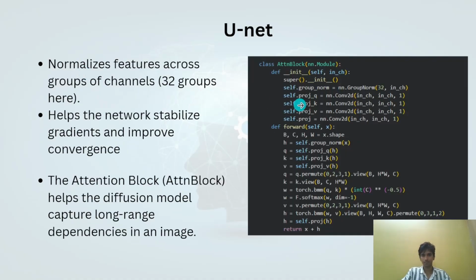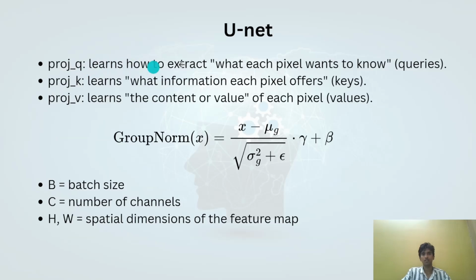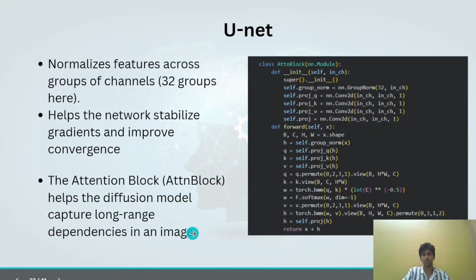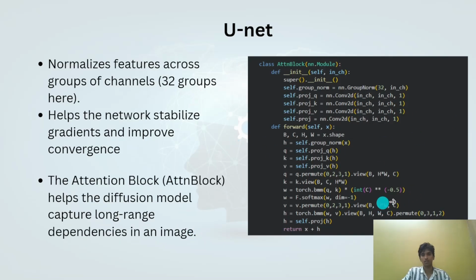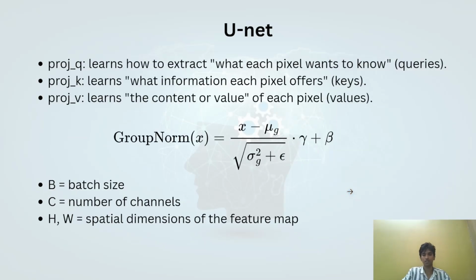These are the attributes of this class object. This learns what each pixel wants to know, and what the features in each pixel are is defined by this, and the value of each pixel is learned by this, and finally we define something known as the group norm, which is given by this term. B is the batch size, C is the number of channels, and these are the spatial dimensions of the feature map. We have defined them here. We have used them here.